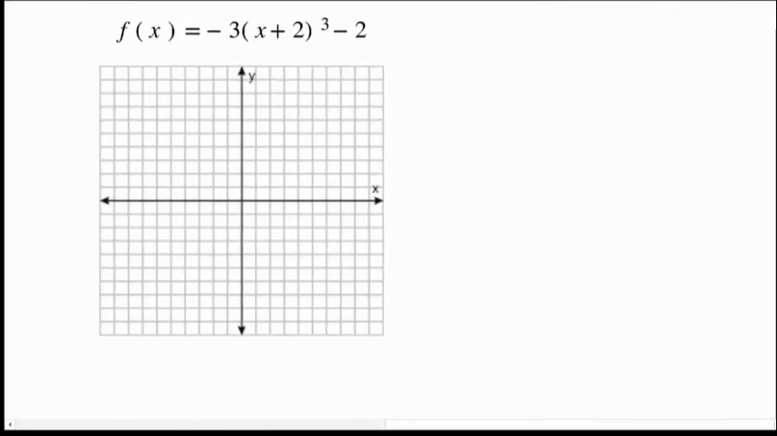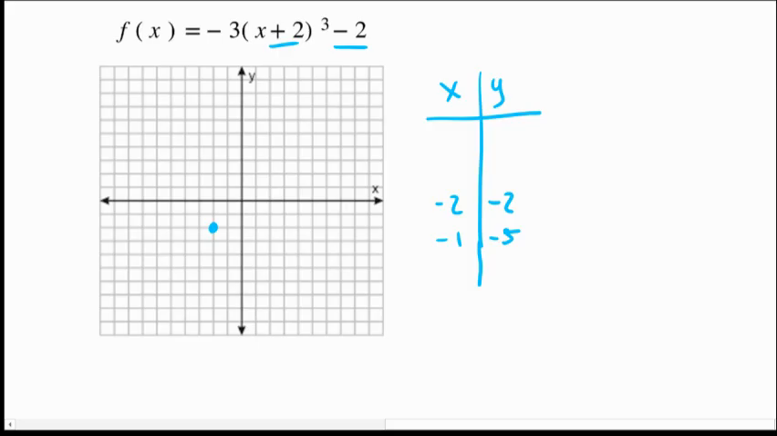Second one here, same idea. I'm going to use the transformations to help me. So I'm going to use my h and my k value to help me start it out. That means that I'm going to go 2 to the left and then also 2 down, and then plug in some points around it. So if I plug in negative 1, plus 2 is 1, 1 cubed is still 1, times negative 3 is negative 3, minus 2 is negative 5. 1, 2, 3, 4, and 5.